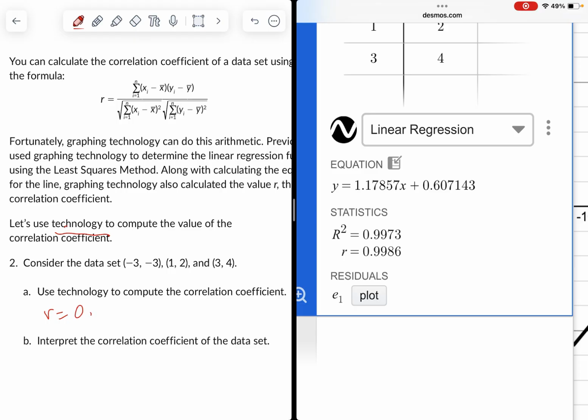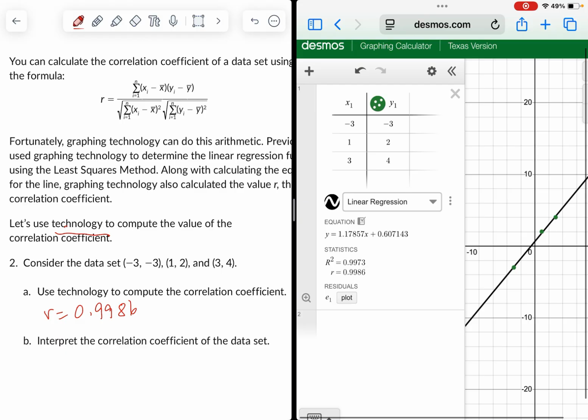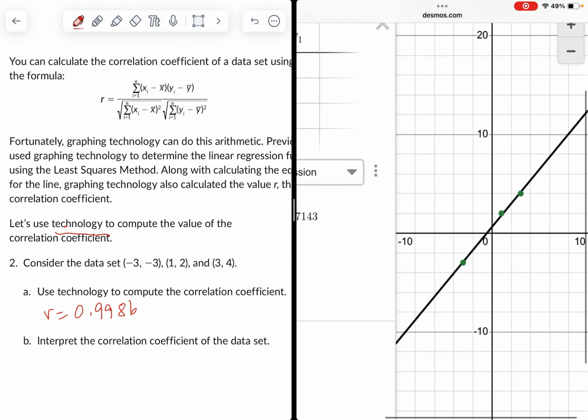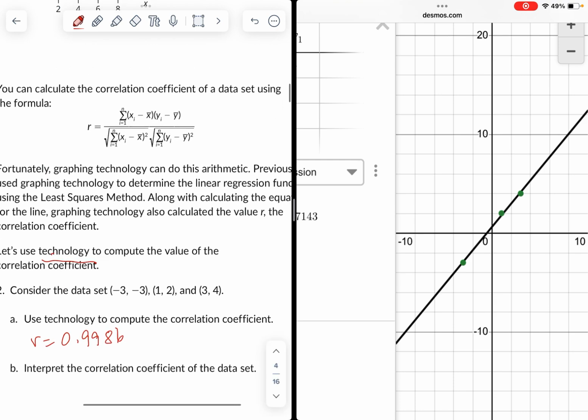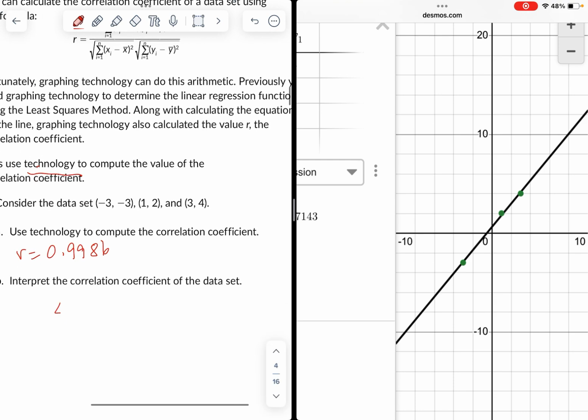So it is 0.9986. Guys, that is really close to 1. Also, go look over at your graph. Do you see how close those dots are to my line? This is a very strong positive correlation.